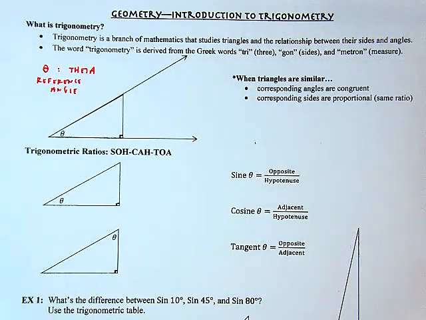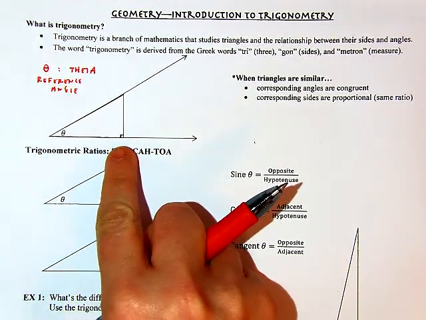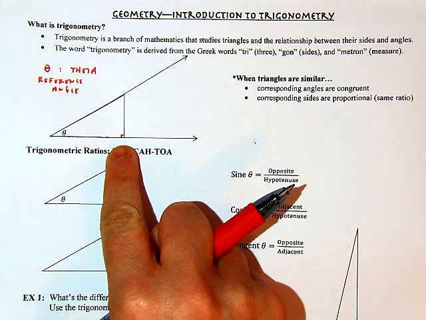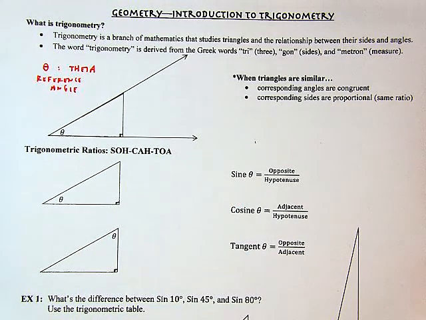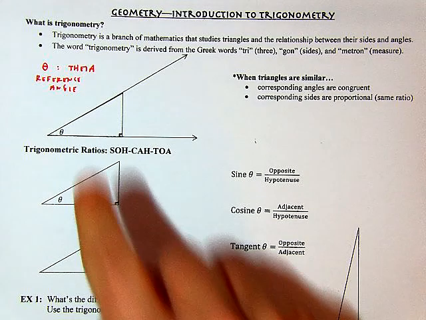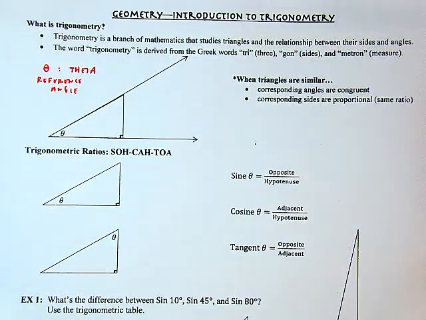Okay, so here, again, my starting point is this right triangle. So we know that when we have similar triangles, all of their corresponding angles are congruent and all of their corresponding sides are proportional. They have the same ratio. So if I take my original triangle like this, I can scale it up.